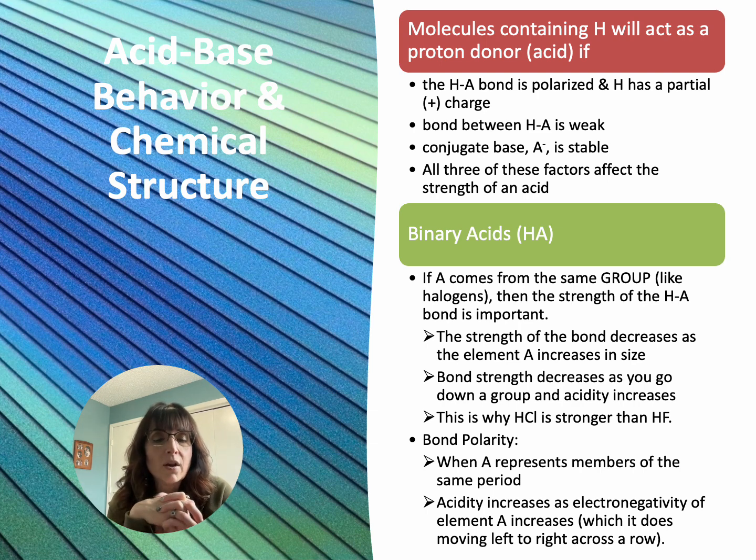Bond polarity is also important here when A represents members of the same period. So now let's go across a row. Acidity increases as the electronegativity of the element increases, because as the electronegativity increases, it's pulling more and more electrons toward it, leaving that H much more positive. So we know that happens as we go across. HF is much, much more acidic than NH3, for example.